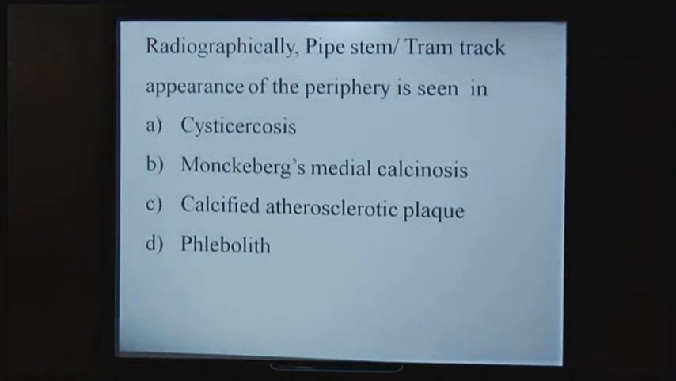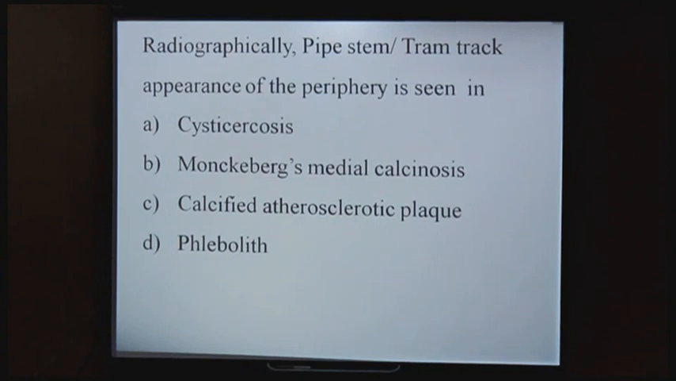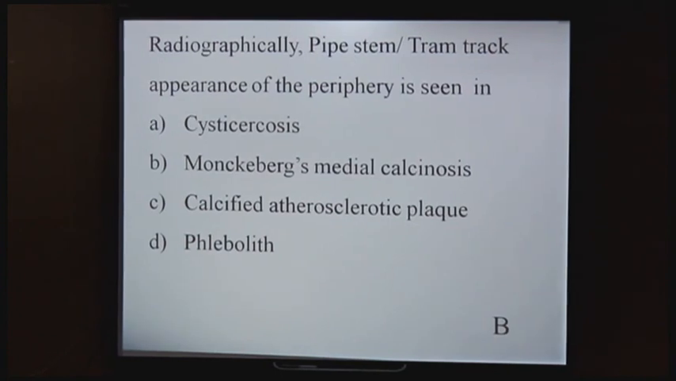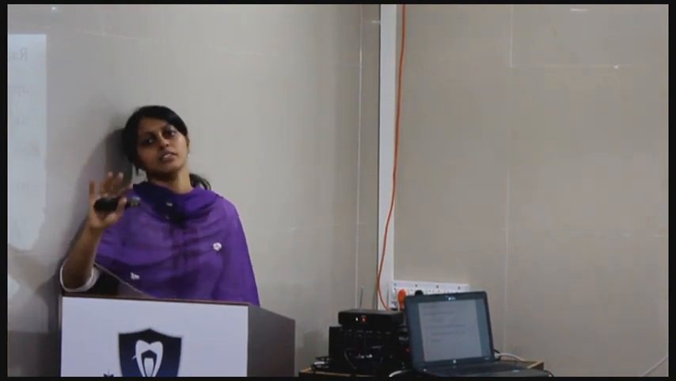Radiographic pipe stem or tram track appearance of the periphery is seen in Monckeberg's medial calcinosis, that is also calcification of vessels. Phlebolith, you will not have a tram-like appearance. You can either give the answer as hemangioma or Sturge-Weber syndrome, or you can give Monckeberg's medial calcinosis. All these are similar things, alright. Phlebolith is only going to appear as a uniform radiopaque structure along the line of a vessel. What is cysticercosis?